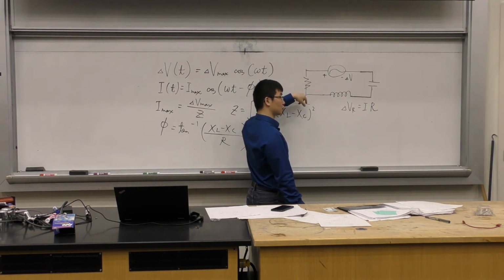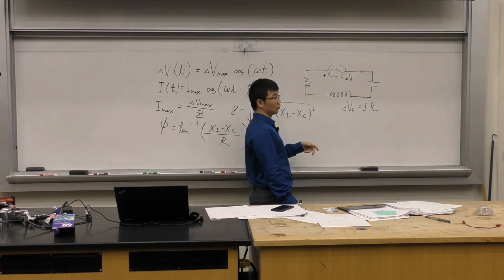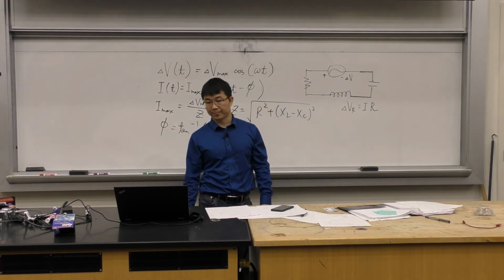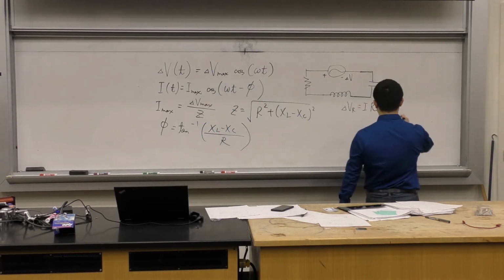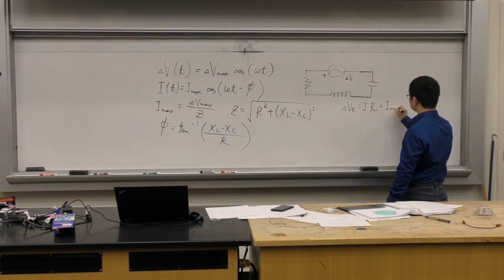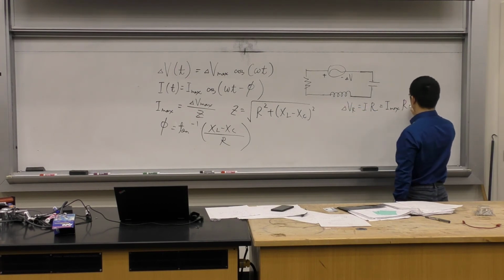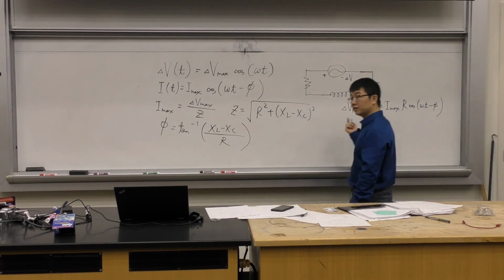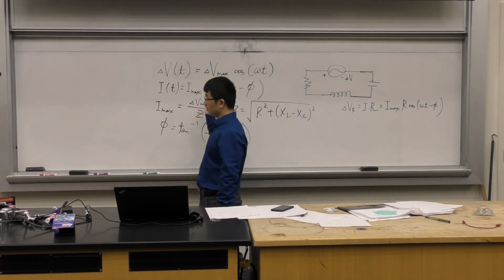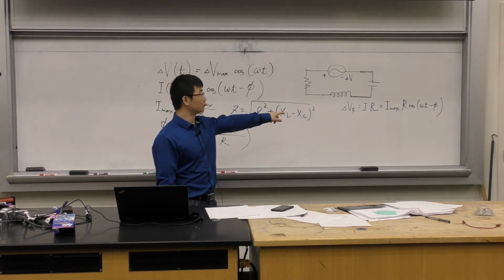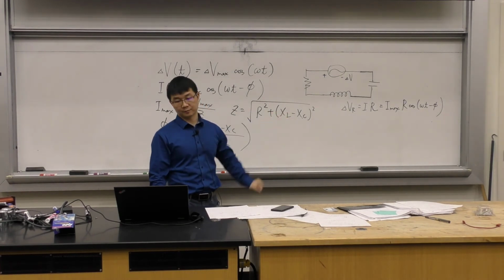The current is a function, fine. The voltage is also a function, right? So that means that this guy is going to be Imax. Just multiply that function with R. R times cosine omega t minus phi. Very easy. Once you have the current, you can find the voltage for the resistor very easy.